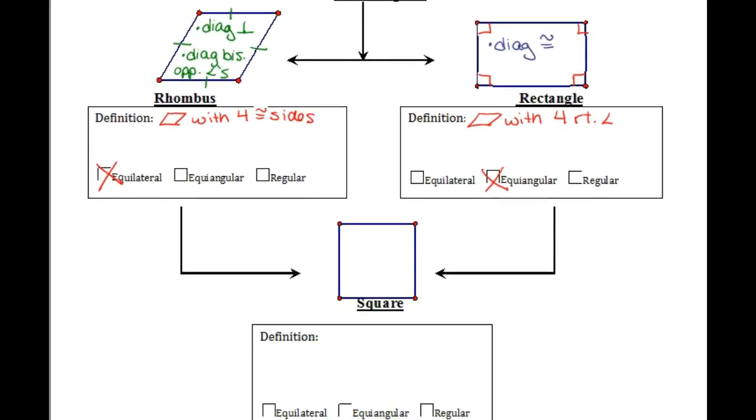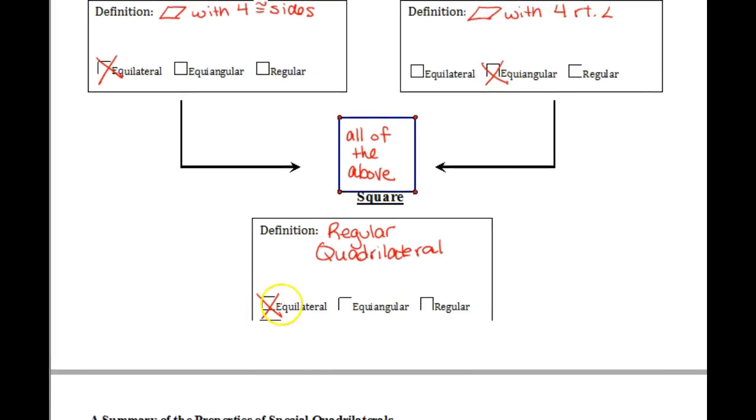Then we talked about the square. The square is both a rhombus and a rectangle. All the rules apply to a square. Another way to think about this is a square is a regular quadrilateral, which means it's equilateral, equiangular, and regular. Regular would be the most descriptive.